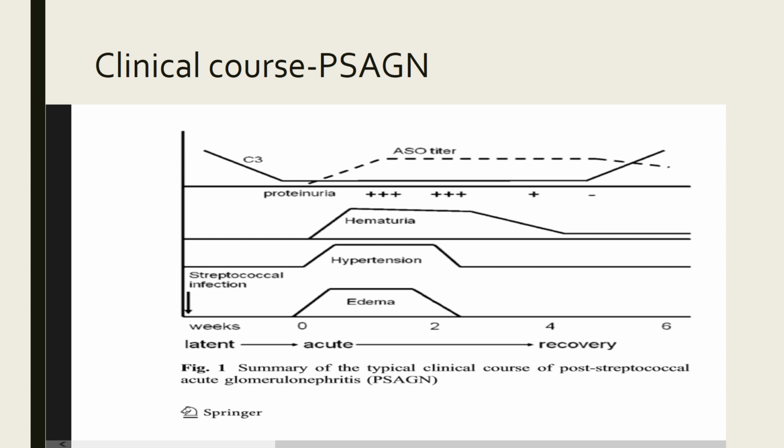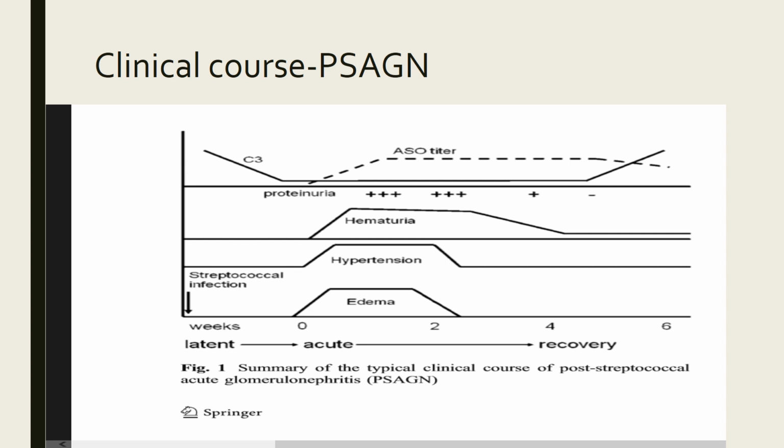After that, we see the hypertension and edema resolve in about 2 weeks. After that, we see that there's recovery. Hematuria may actually persist for up to 2 years after the initial presentation, whereas you can see there's proteinuria, which can appear earlier than the hematuria, and then it may last for up to about 6 weeks after the initial infection.